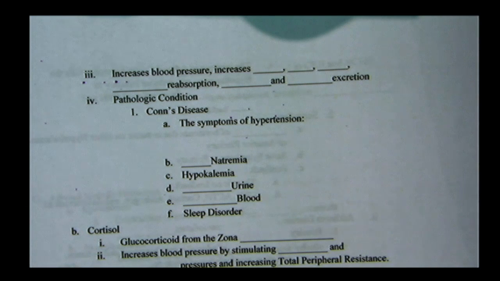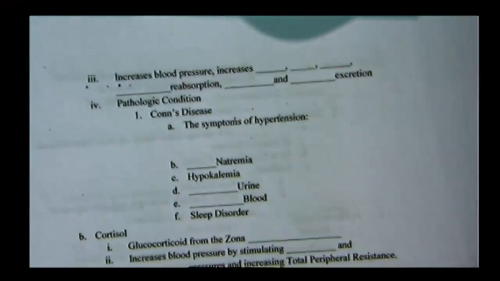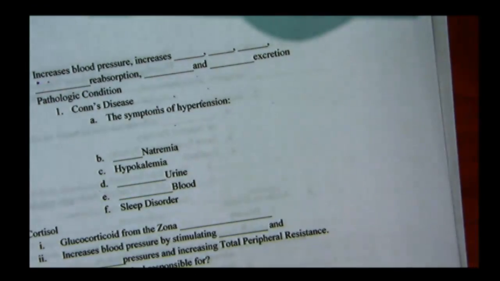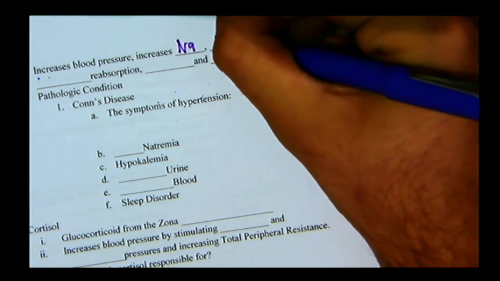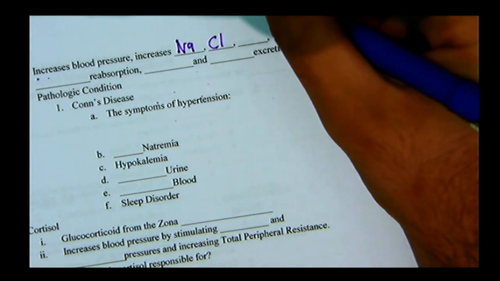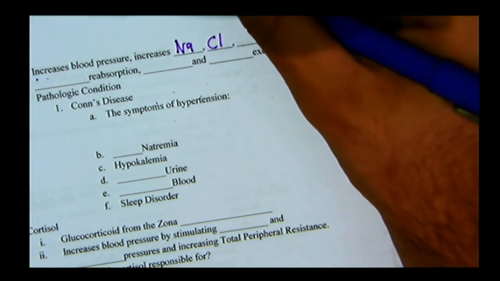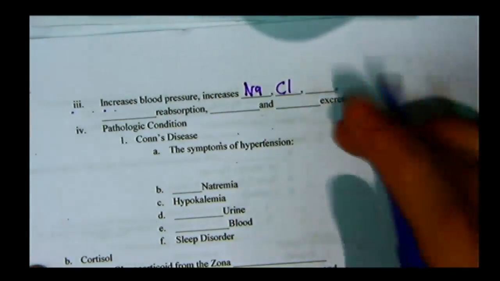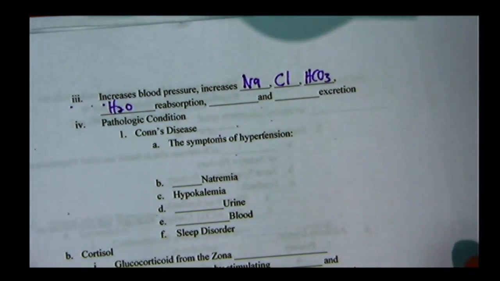Okay. So aldosterone increases blood pressure. It increases, and we just did this. So what does it increase the reabsorption of? Sodium, chloride, what else? HCO3 and water. Cool. And what excretion? Potassium and hydrogen. Awesome. Thank you.